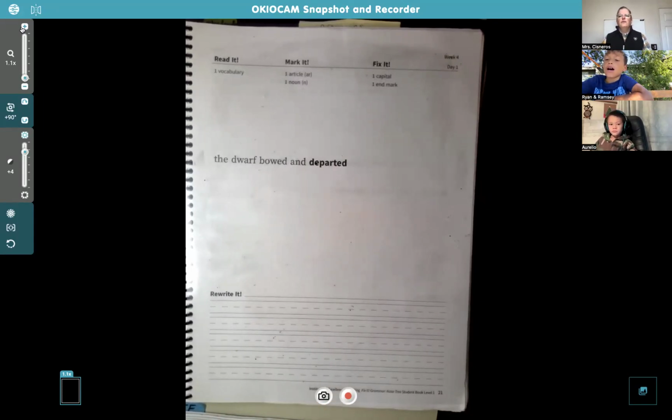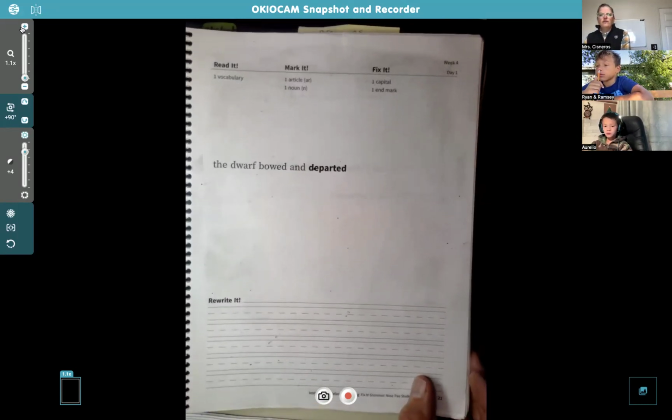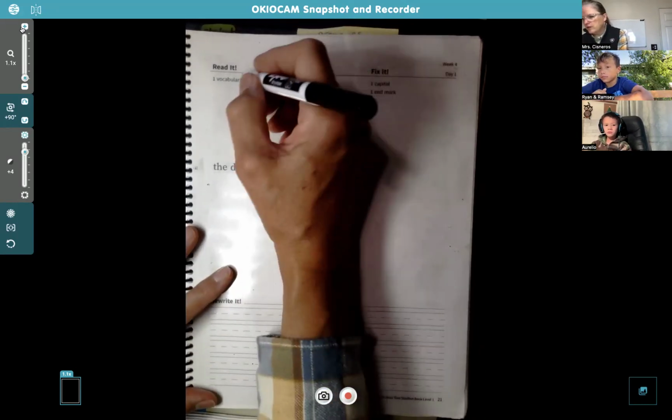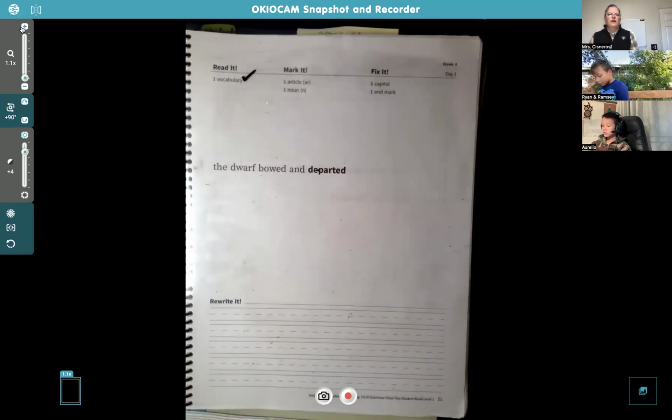So the dwarf, I'm lagging. What's that? I was lagging a little bit. Oh, okay. Let me know if it happens again. So he took a bow, he bowed, and then he left. That's what it means. So departed means to leave. So we'll check that vocabulary up there.